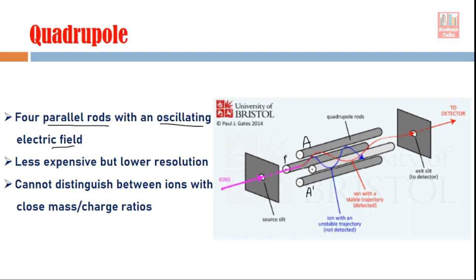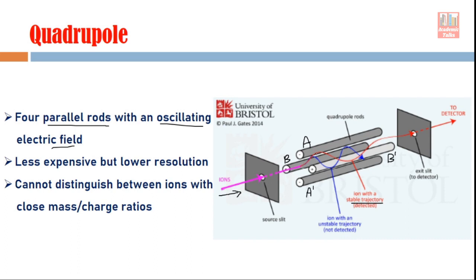In the same way, there is a B rod. This is the B rod suppose, and this is your B dash. So they are also opposite to each other, and there is an oscillating field applied between this B and B dash. Now the ion beams, secondary ions, which are passing through this short slit, enter into this assembly, and you can see here the ions with a stable trajectory only will be able to cross this assembly, right?